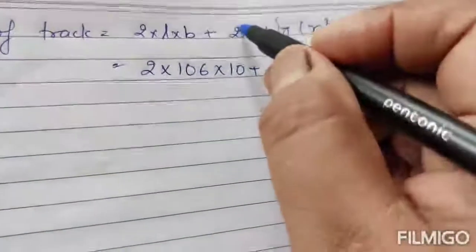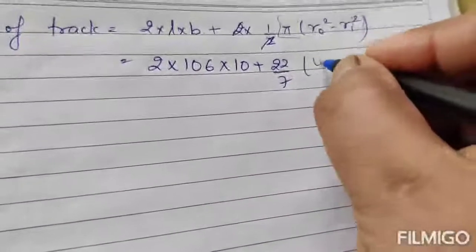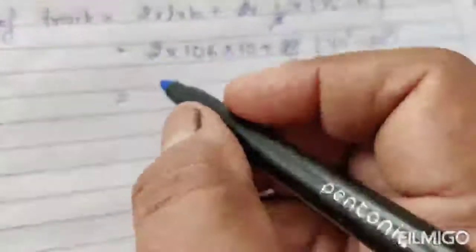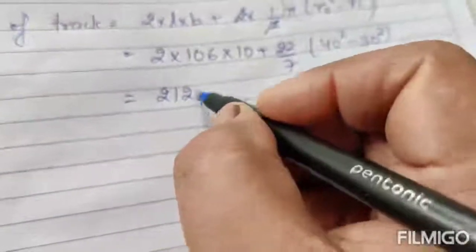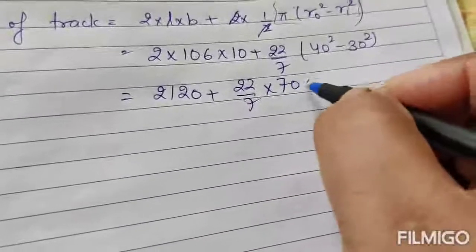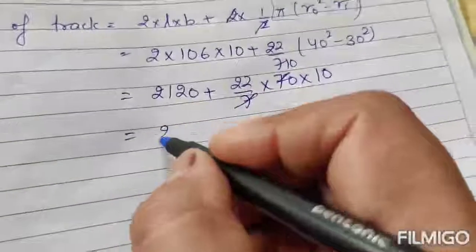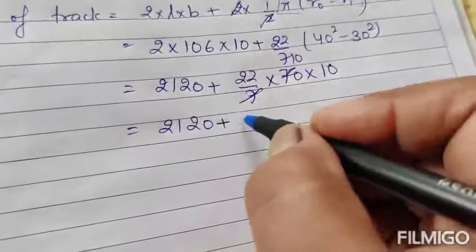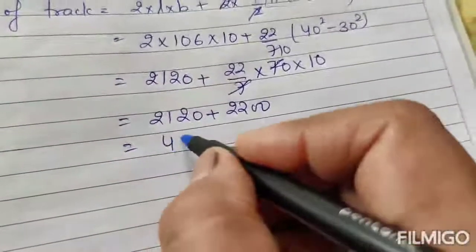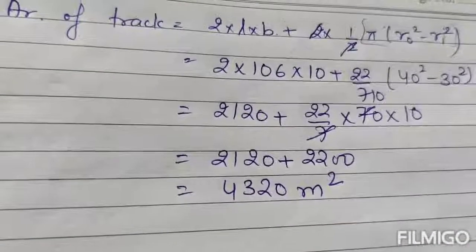Semicircle half and two rings cancel. It means 22 by 7 into outer radius 40 square minus 30 square. Multiplying this, 2120 plus 22 by 7, 40 plus 30 is 70 and 40 minus 30 is 10. It means 2120 plus 2200. 4320 meter square is the area of the track. Okay, thank you.